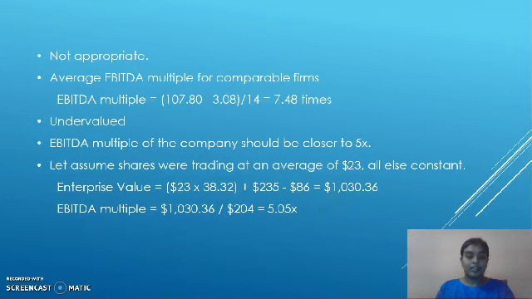The enterprise value will be equivalent to $1,030.36, and the EBITDA multiple can be calculated by dividing enterprise value by EBITDA of American Greetings. The EBITDA multiple will be equivalent to 5.05 times.